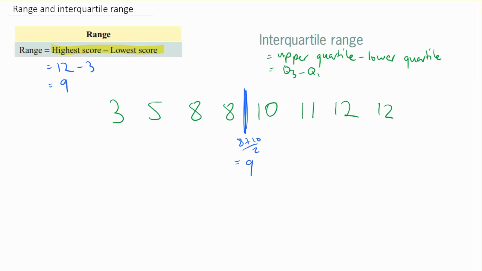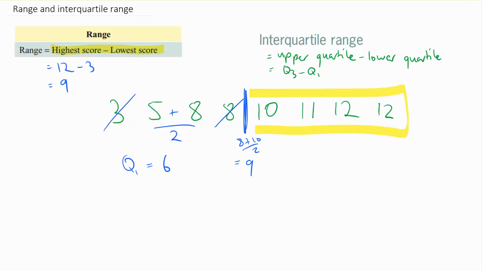What you want to do is get your finger and cover up all these scores and just look at the 4 scores on the left. What we want to do is find the median of these scores, kind of like a mini median. Now here, if you do it, cross this one, cross this one. What is 5 plus 8 divided by 2? Well, 5 plus 8 is 13. 13 divided by 2 is 6.5.